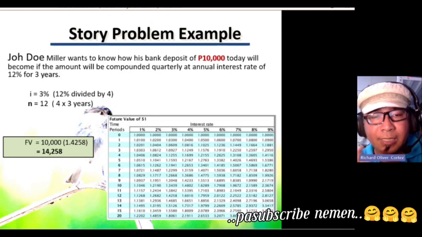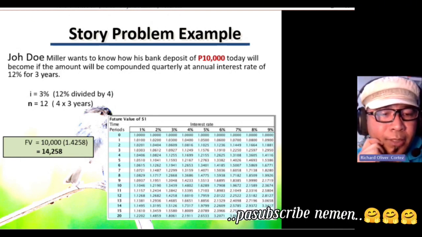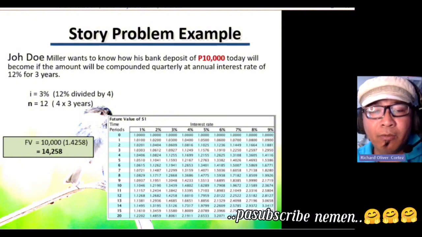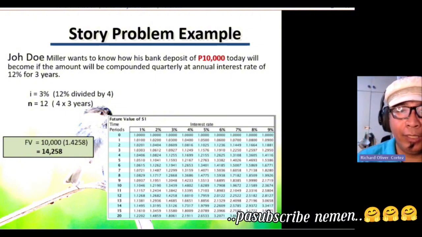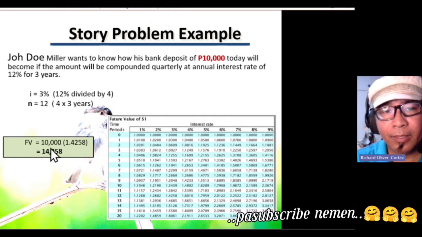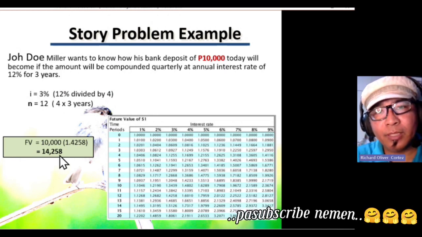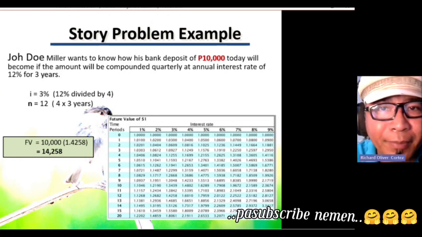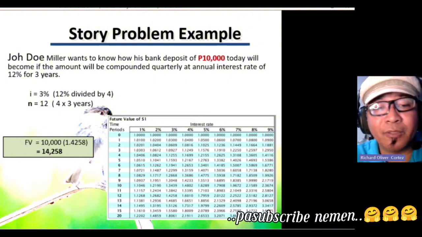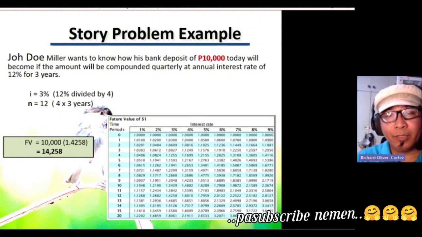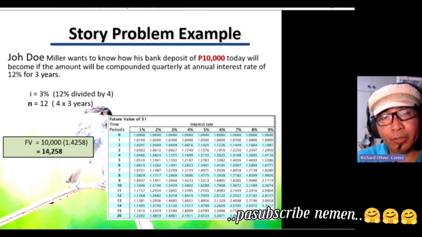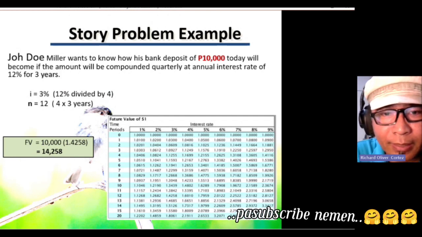Alright? Pero diba, nadagdagan ka, no? Now, ang tanong, magkano interest? How much the compound interest earned by John Miller? So, just simply minus 14,258 less the 10,000 principal. Ang interest ni John Miller, 4,258. Malaking pera, diba? So, he earned over 4,000 after 3 years. So, compound. Have you noticed na malaking compound interest na na-earn mo if we're going to use the compound method of getting the interest.